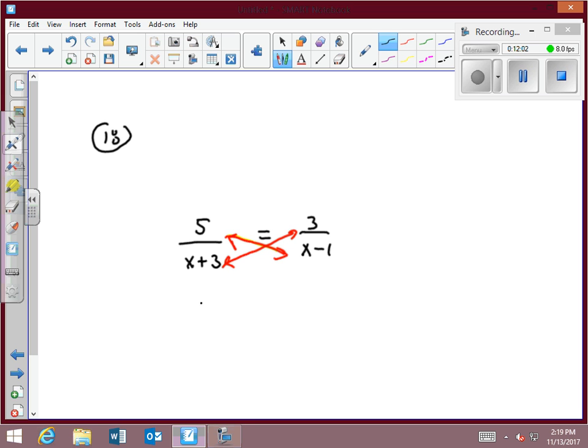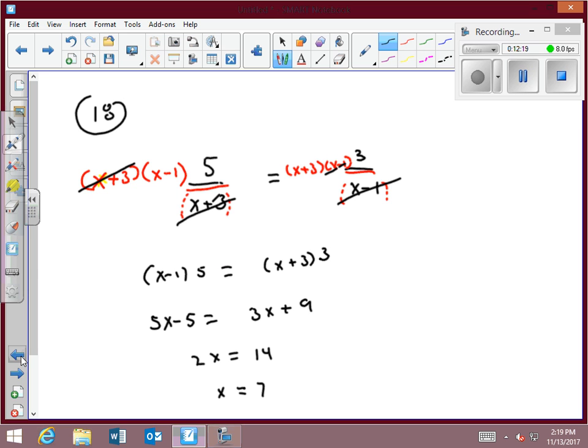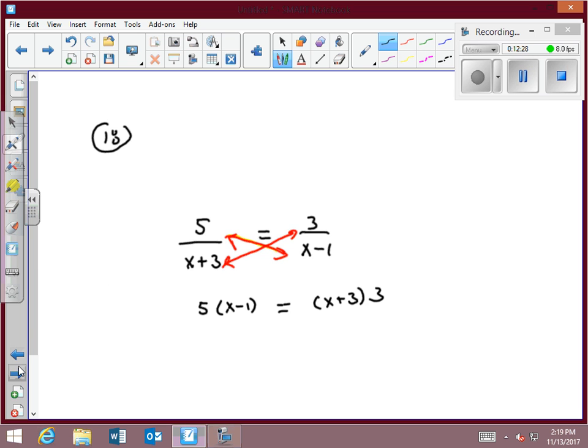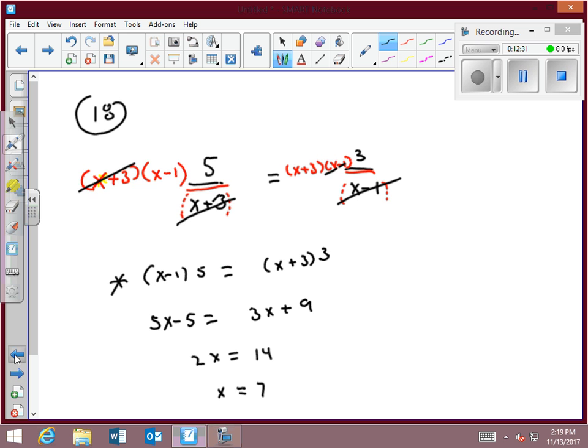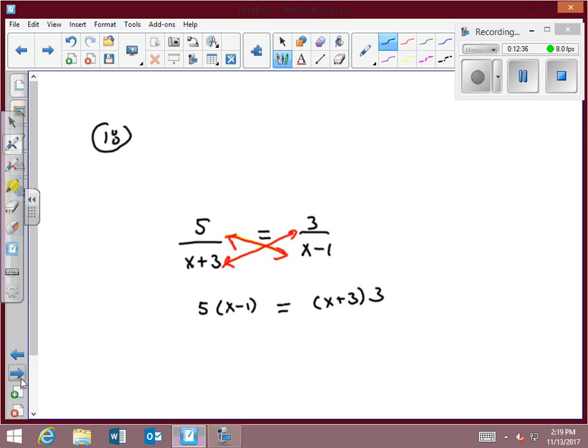So you have 5 times x minus 1 equals x plus 3 times 3. Now, notice, what is that? Just exactly like that right there. Cross multiplication. And then from there, it just goes on to be the answer just like on that previous one.